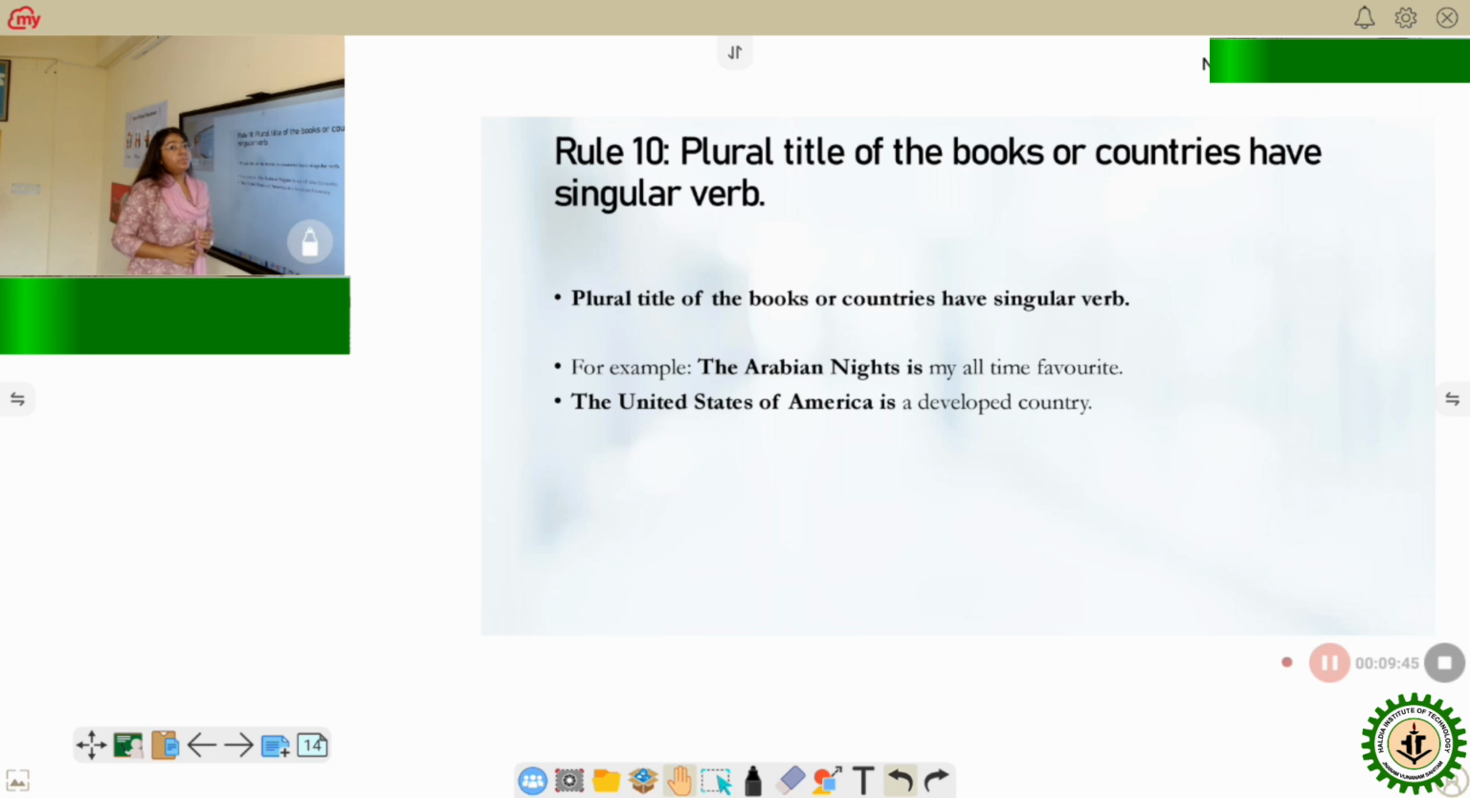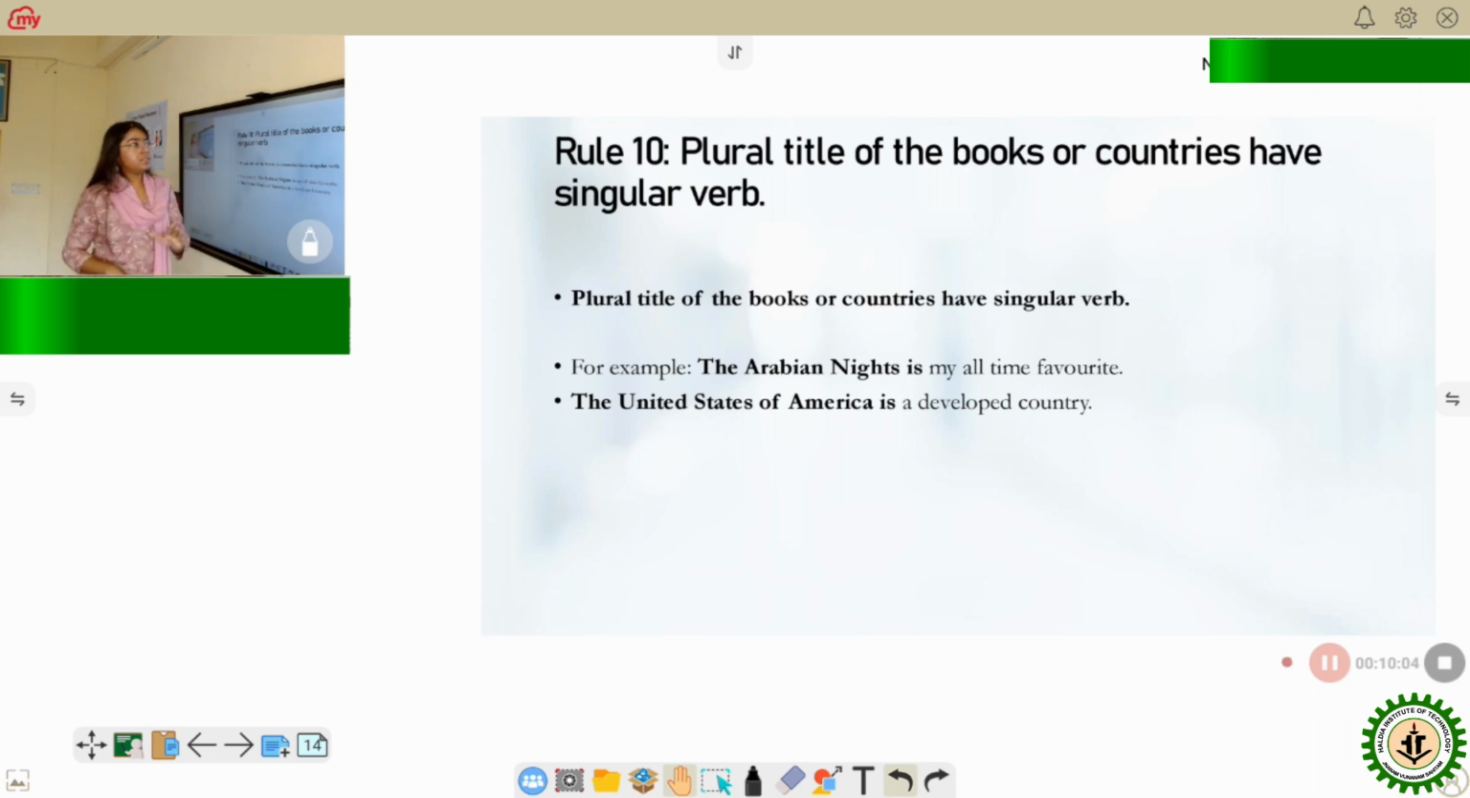Now, plural titles of books. For example, Arabian Nights. It is also easy to mistake these as a plural subject since it's Arabian Nights, but it's the name of a single book, right? So plural looking book titles will be considered singular.